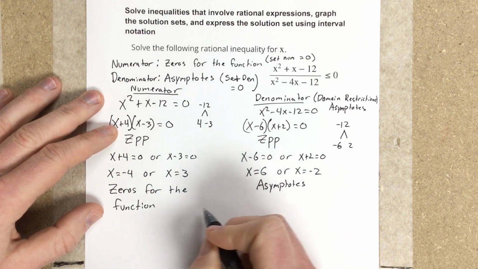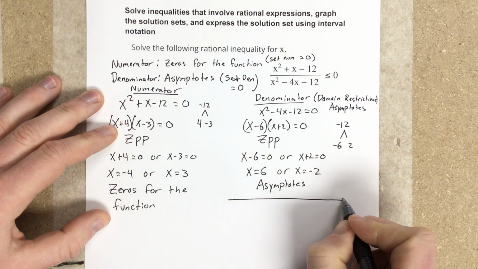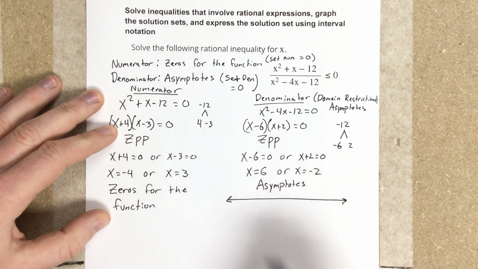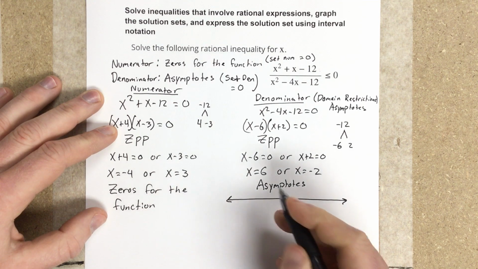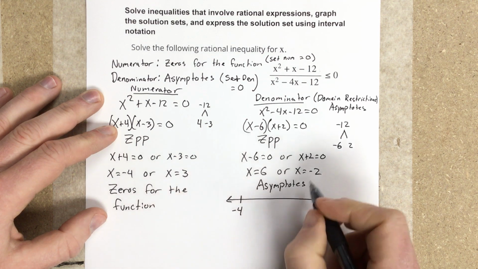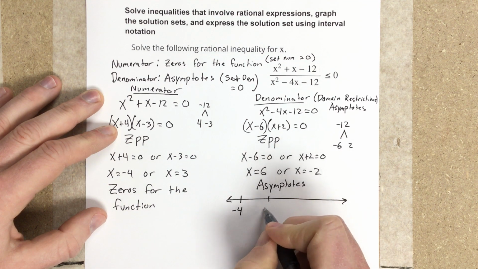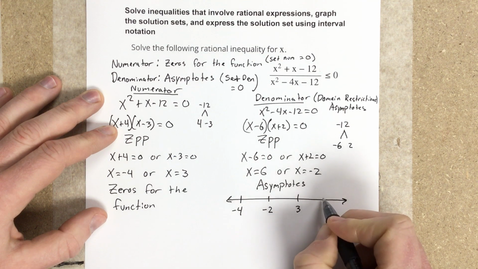Now what we're going to do is draw a number line. And we're going to mark all the asymptotes and the zeros for the function on this number line. We'll do it in order: negative 4 for the zero there, negative 2, 3, and 6.